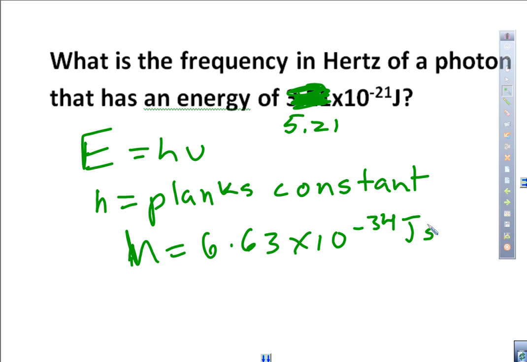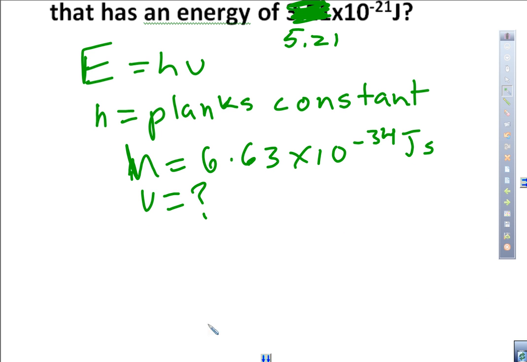So what is our frequency? We're finding that. So it's v, and v equals blank. So we plug it in. E equals hv. Now, how do we solve for v? What do we do? Divide both sides by h.